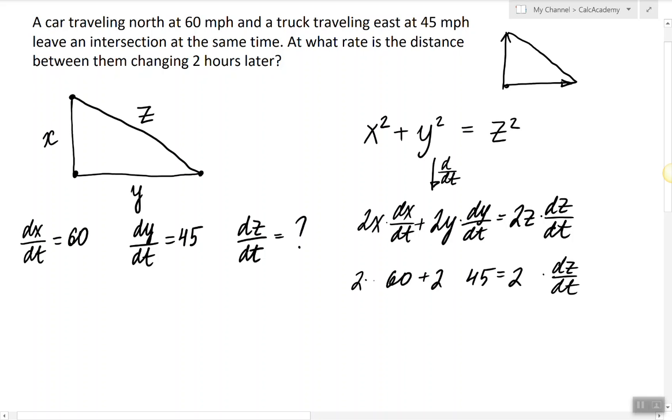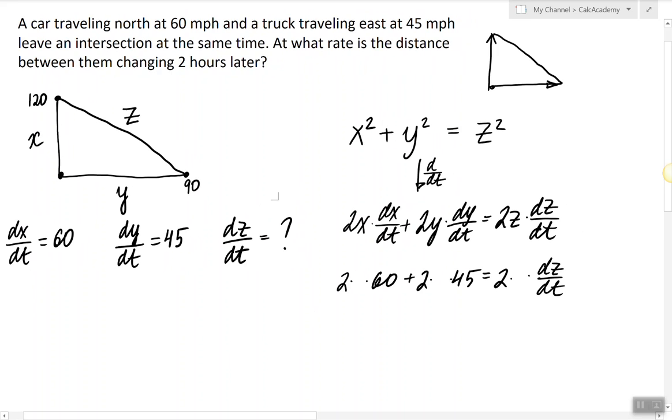And to use this formula, we still have to figure out what are the values for x, y, and z. Now, if we look back at this question, the question is asking us at what rate the distance between the vehicles is changing 2 hours later. So do we know the values x, y, and z 2 hours later? If we know velocity, then we should know the distance after 2 hours. So if the car is traveling 60 miles per hour, then after 2 hours, x is 120. If the truck is traveling 45 miles per hour, then after 2 hours, y is 90.